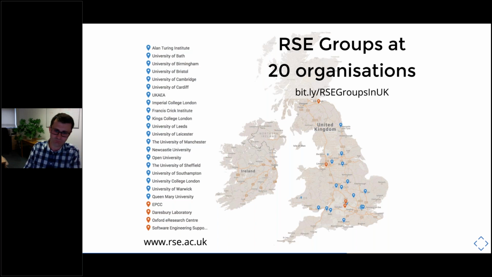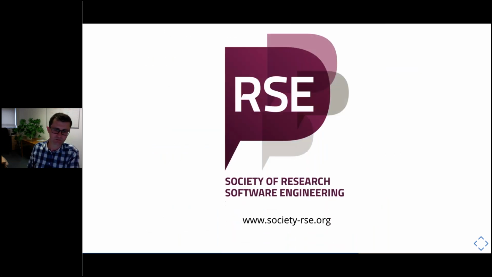And all of this momentum led us to the logical thing in academia, which is we set up our own learned society, which was launched in March this year. The Society of Research Software Engineering is the international body that will represent research software engineering. And its founding was a pivotal moment for the community, one that showed the maturity that we've got to.